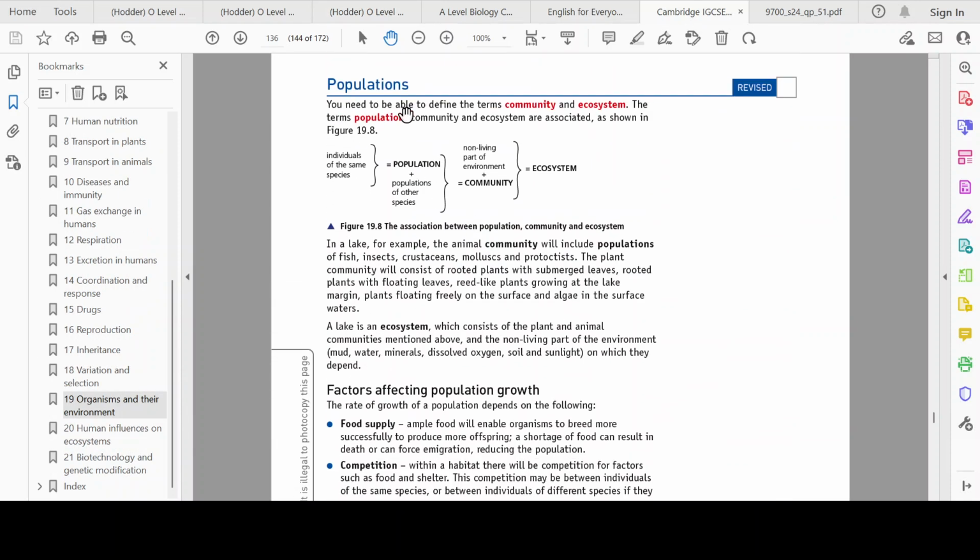So you need to be able to define the terms population, community, and ecosystem. Individuals of the same species are a population. One population along with other populations is a community. We mix that community with the non-living part of the environment, and that is the ecosystem. So this is a very good way of explaining this.